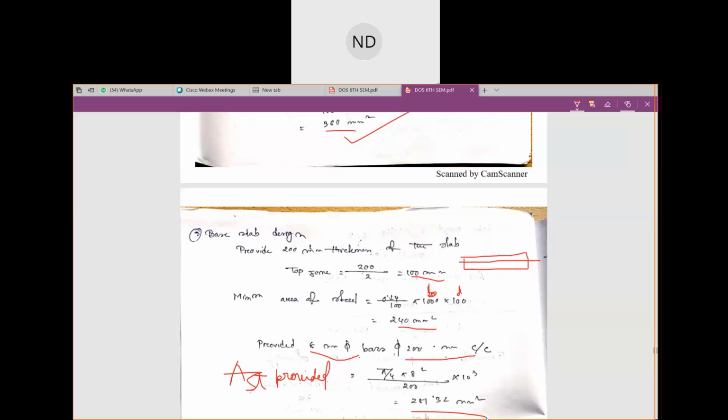Okay, now since we have designed everything, we have designed for the longer wall, the shorter wall, at the center, at the support, at the base, everything we have done. So now, I will show you in a plan whatever you have designed till now. Let me show you in a plan.